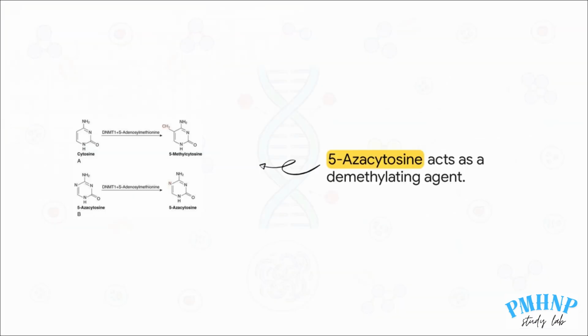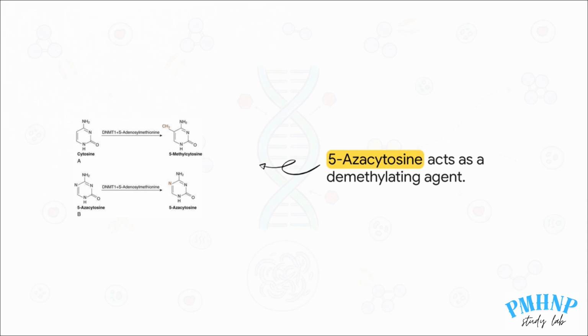Take a really close look at the chemical structure of 5-azacitidine here. With a normal cytosine base, a methyl group is easily added by the enzyme DNMT1. But look at the drug version. By simply swapping out one specific carbon atom for a nitrogen atom, this drug turns into a trap. It irreversibly binds to DNMT1, totally taking that enzyme out of commission.